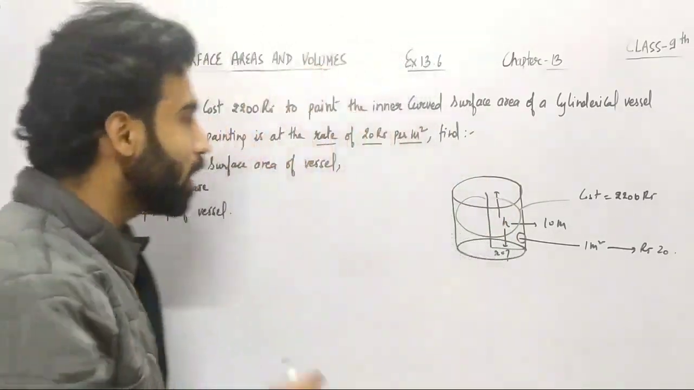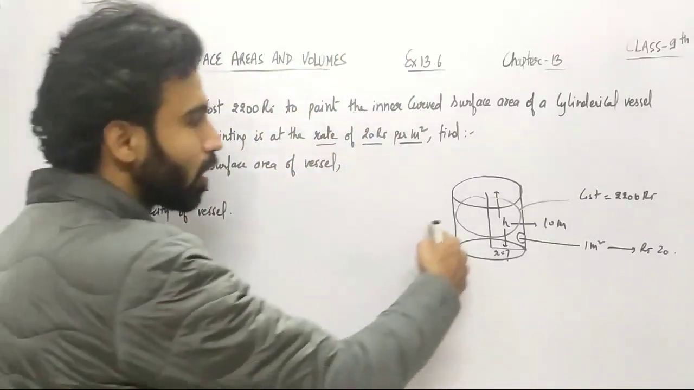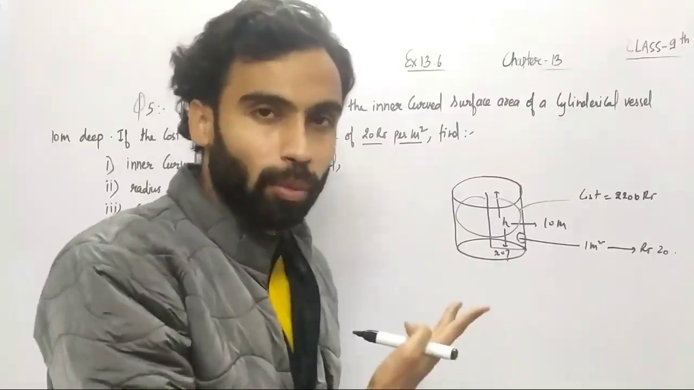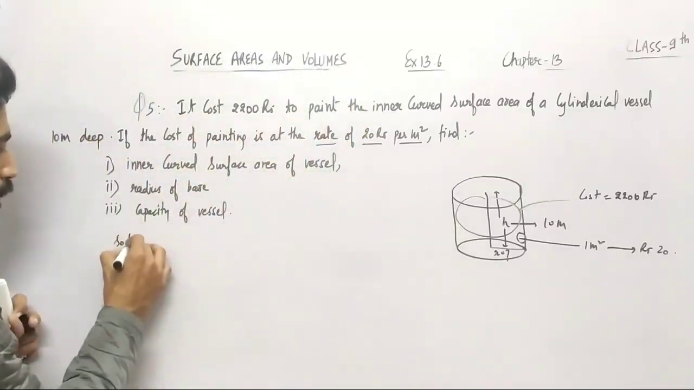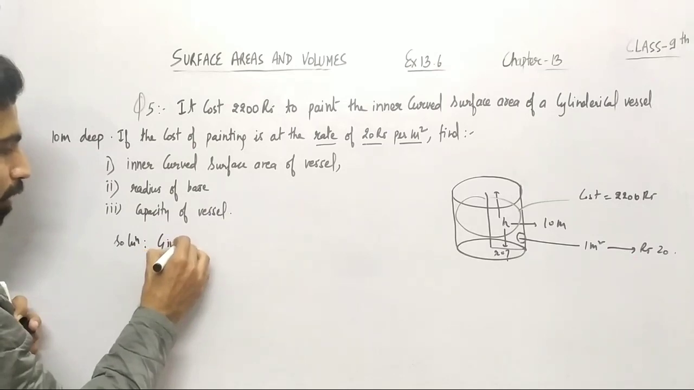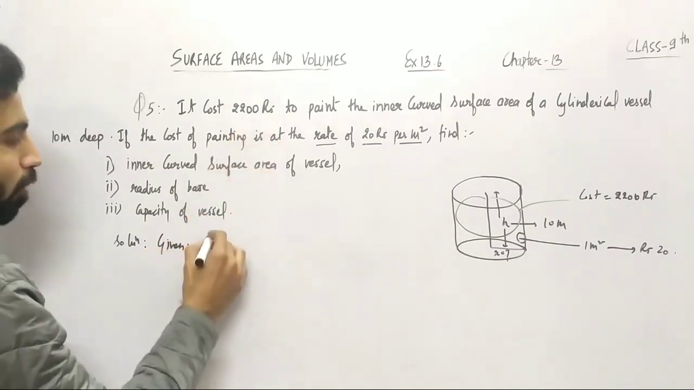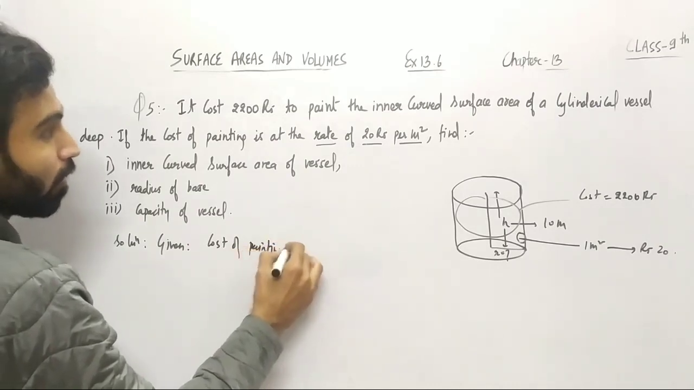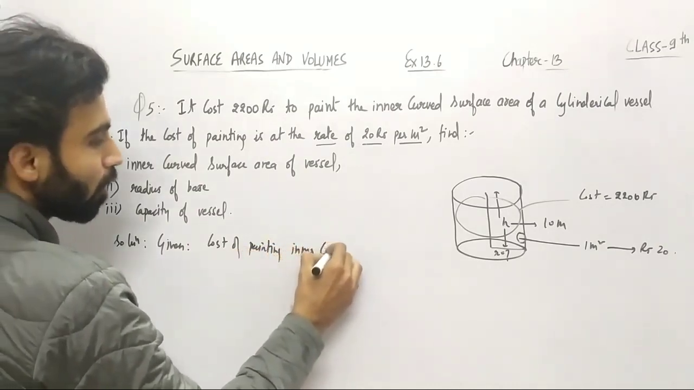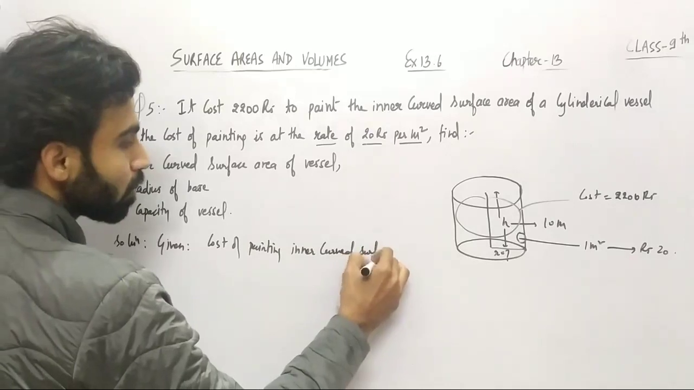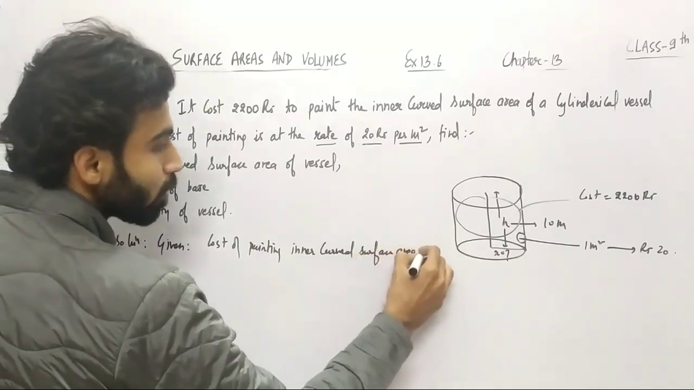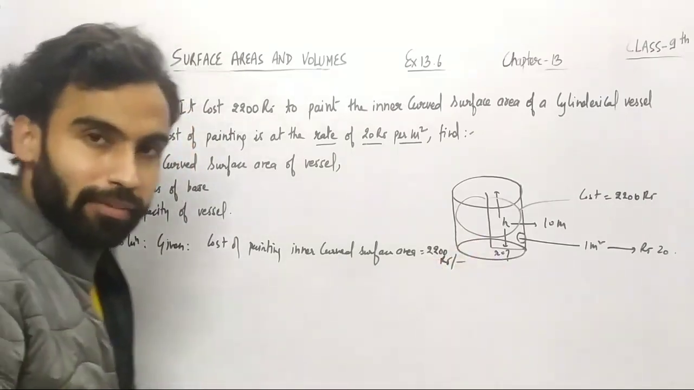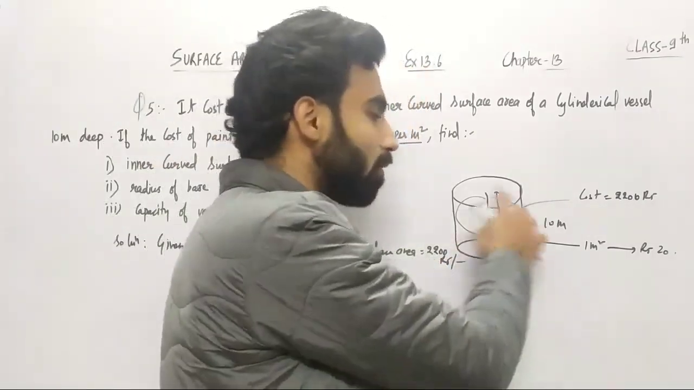So start करते हैं इस first part से. हमें क्या find out करना है, the curved surface area, the inner curved surface area of this cylindrical vessel, right? So starting off the solution with the given thing, right? So मुझे given क्या है, simply the cost of painting inner curved surface area, right? So that is 2200 rupees, right? सो ये हमें यहाँ पे गिवन है द कॉस्ट ऑफ पेंटिंग द इनर कर्व सरफेस एरिया.